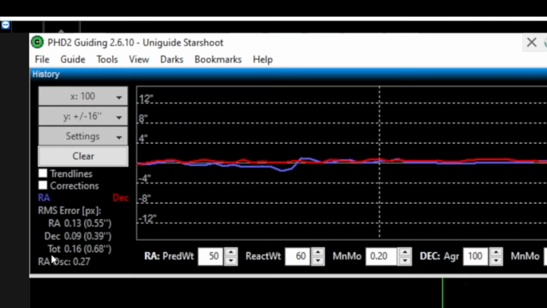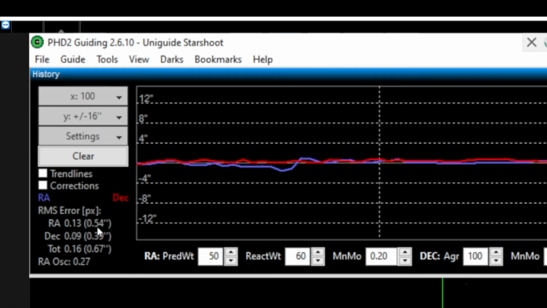And then the total RMS error is simple enough. If you remember back from grade school, this is basically a triangle. So the total RMS error is the hypotenuse of a triangle. What you do is take the square of the RA, add the square of the declination, and take the square root of the total, and you'll get the total RMS error. So let's plug this in and see how it works.